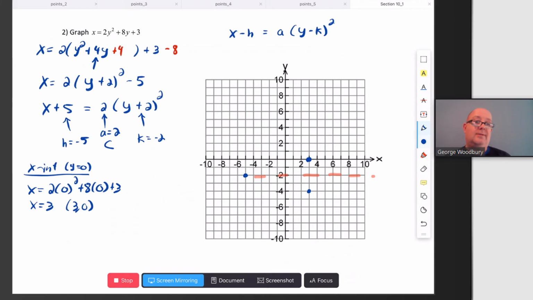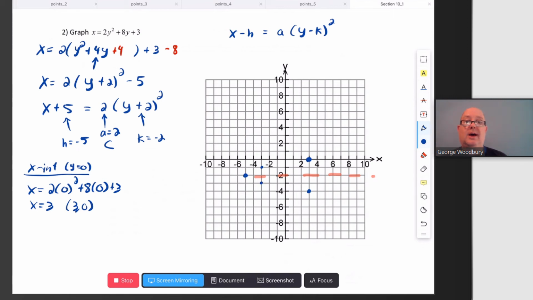We know that the parabola, for the vertical ones, when we moved out 1, we moved up 1. With this factor of 2, when we move out 1, we're going to move up 2. So I could get another pair of points there.